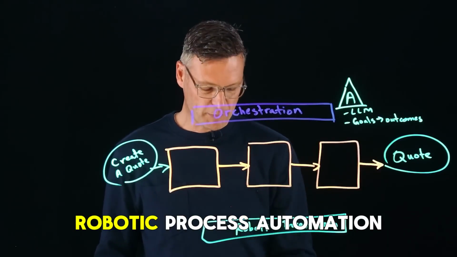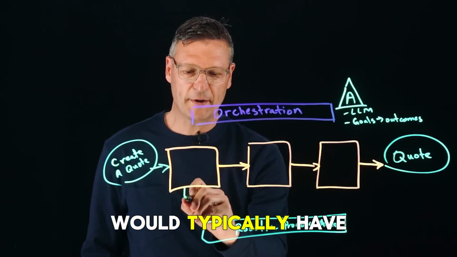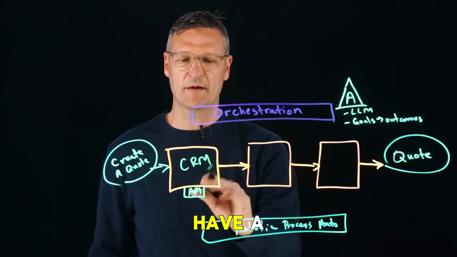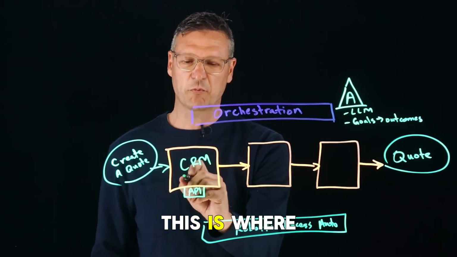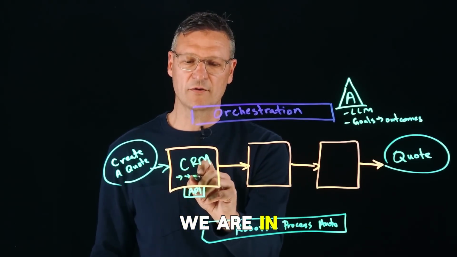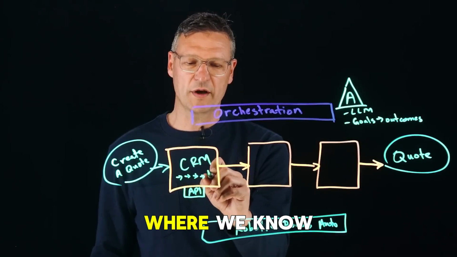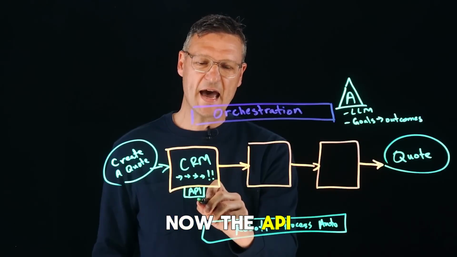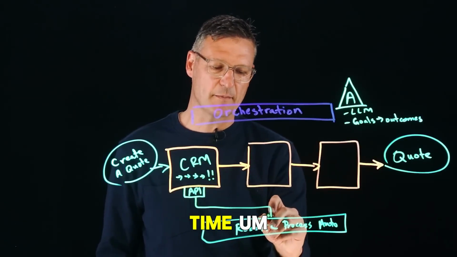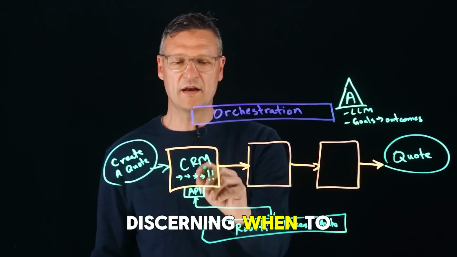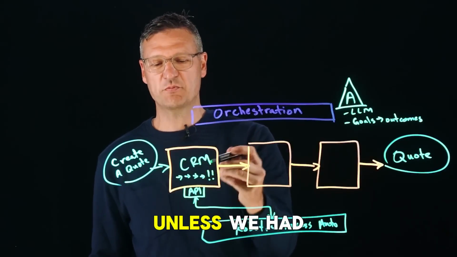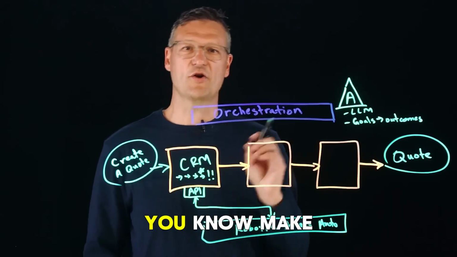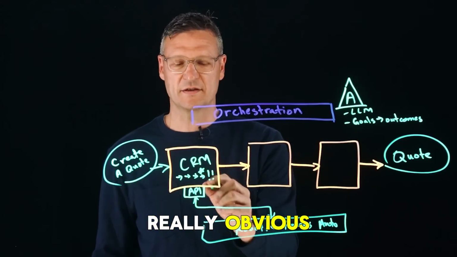So in the old days, robotic process automation would typically have to interact with, let's say the first step here is maybe we have an application like a CRM. And this is where we kind of understand where we are in step in a sales process. And this is where we know when it's time to create a quote. Okay. Now the API would probably have a difficult time discerning when it's time to make a quote, unless we had a really strong programmatic step built in here where we click, make a quote or something. It would have to be really obvious, okay?